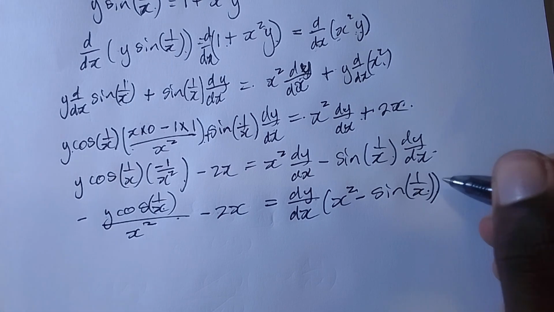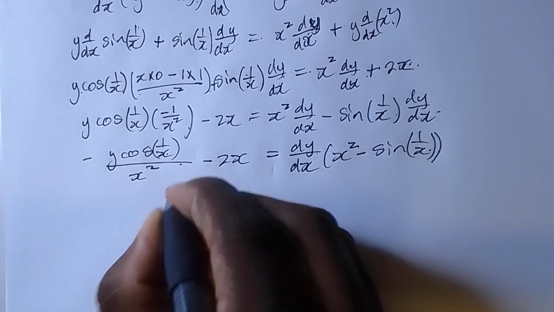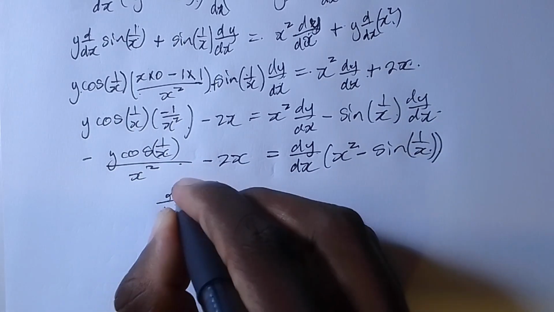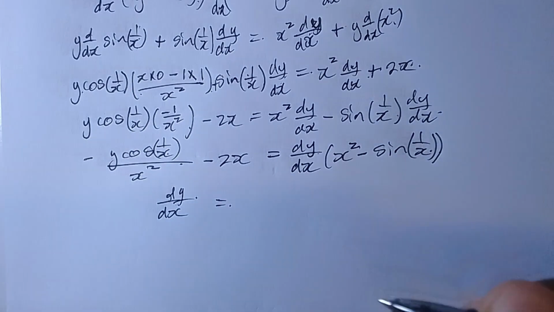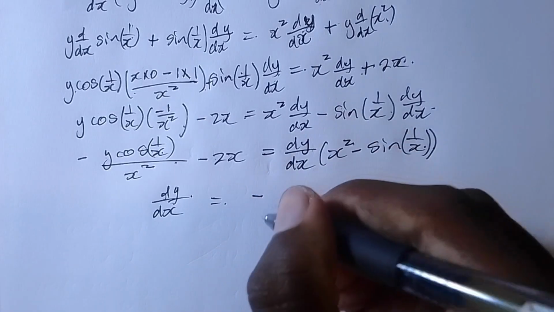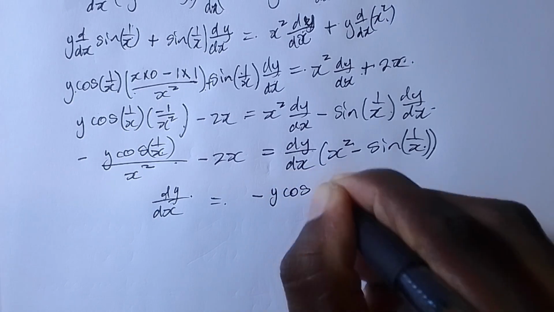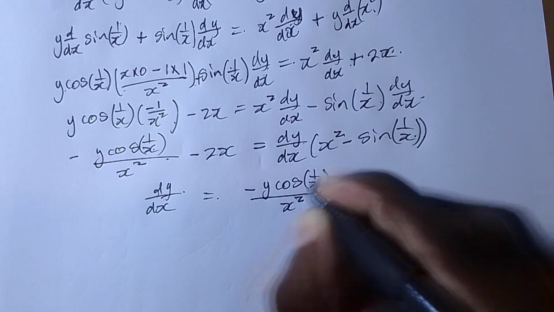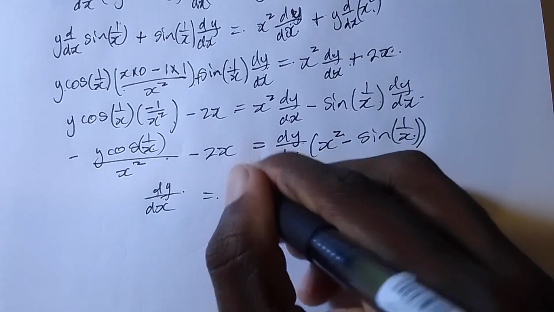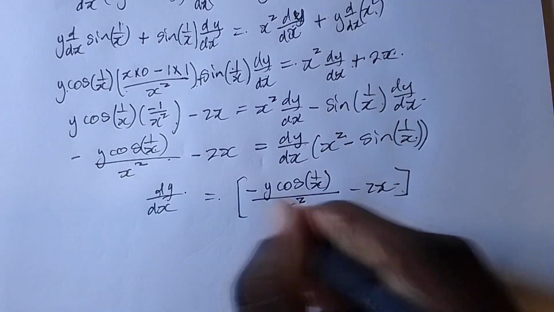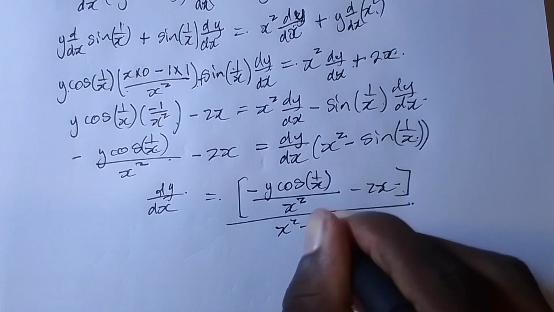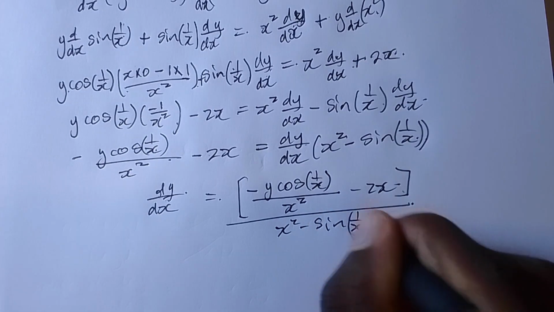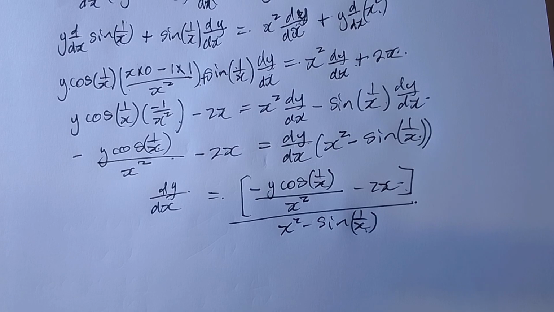And then you divide by this entire bracket on both sides. You have dy on dx as negative y cos 1 over x, all divided by x squared, minus 2x, divided by x squared minus sine 1 over x. Right, I'm going to leave this there, but there is further simplification that can be done.